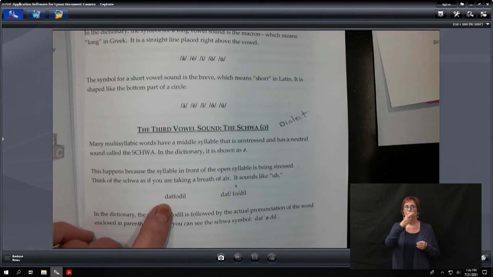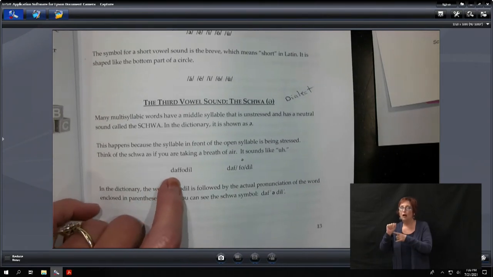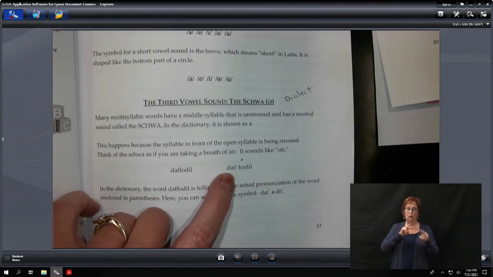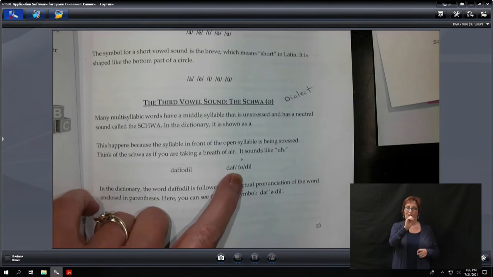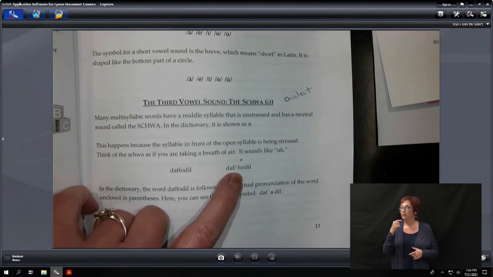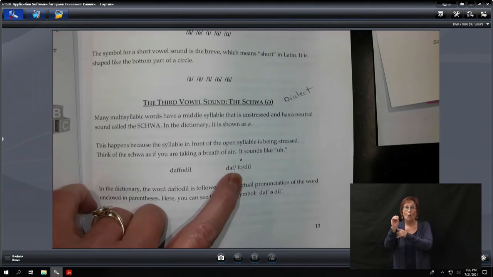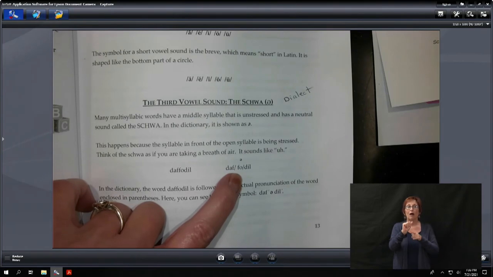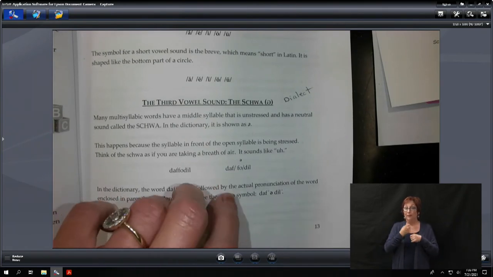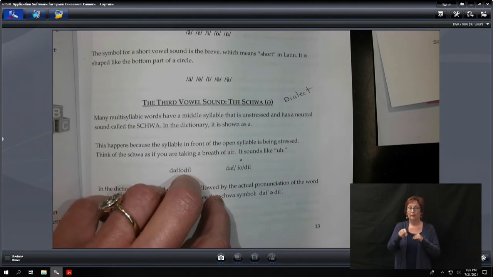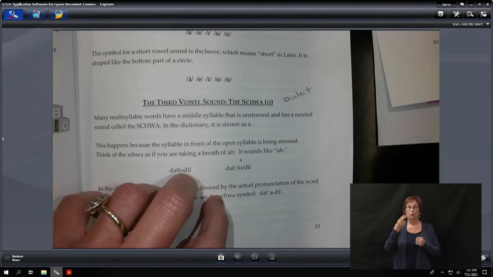So if you look at the word daffodil, and then over here, it's daffa. We don't say, that's an open syllable. We don't say "daffo-dil." I love to pick daffodils. We say daffuhdil. And some people say daffidil. They make the I sound there. So this book only talks about the schwa vowel sound making the "uh" sound.